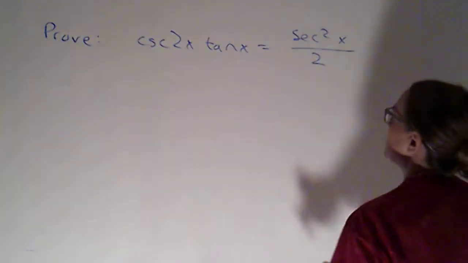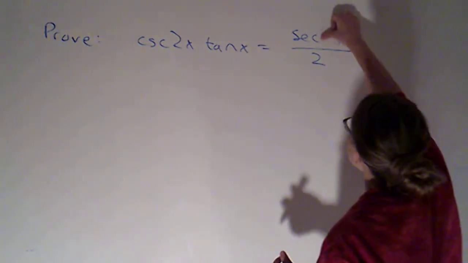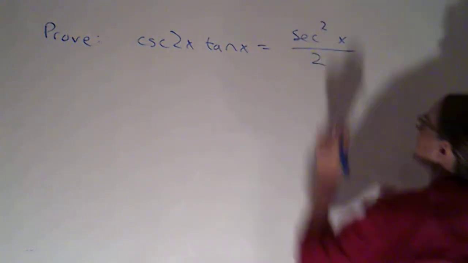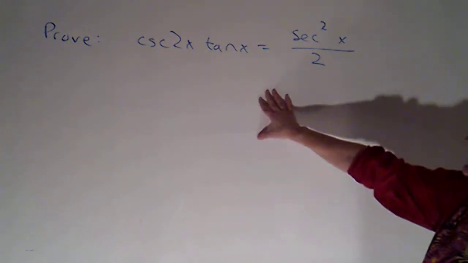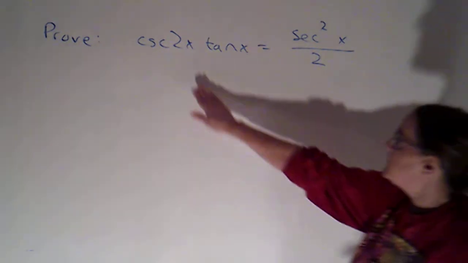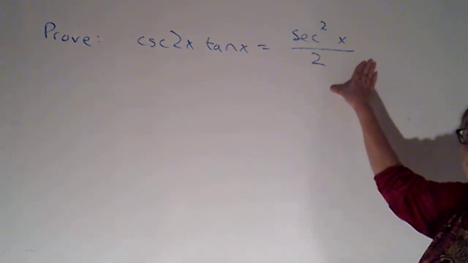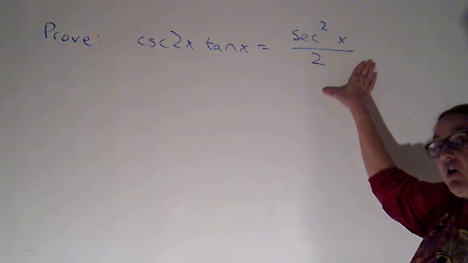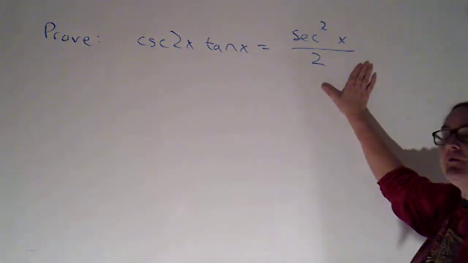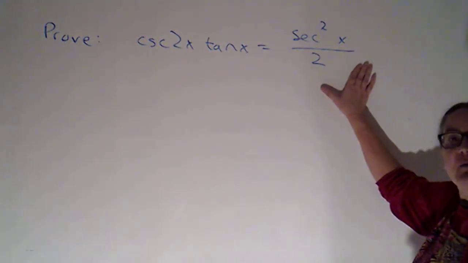I just want to get a little bit more practice proving some identities that take into account some double angles. That's actually secant squared. It doesn't look like that. There we go. Okay, so I've got this identity up here on the board. Cosecant 2x times tangent of x equals secant squared x divided by 2. I'd like you to pause the video, try to prove this on your own, then tune back in and we'll work through it together.